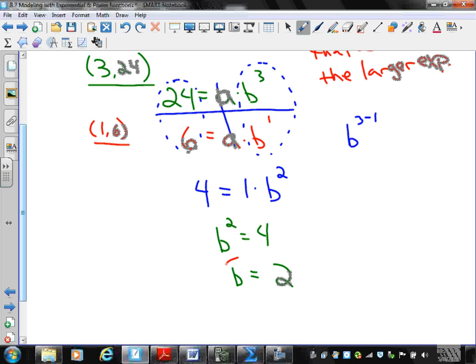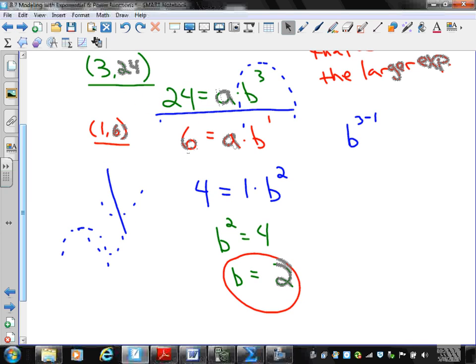I also have a lot of stuff in the way up here. I'm going to clean all this up as best I can. Okay, and basically, I'm going to do substitution now. I'm going to take b equals 2, and I'm going to put it into one of these two equations up there, either the green or the red one.